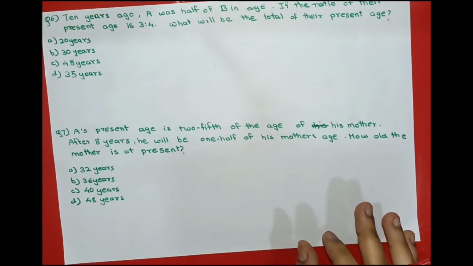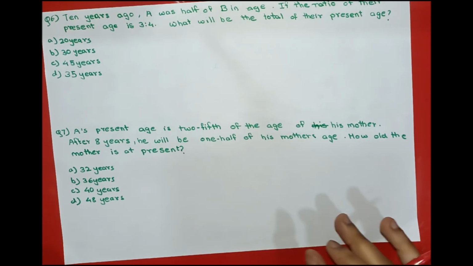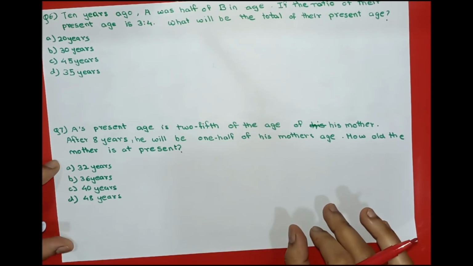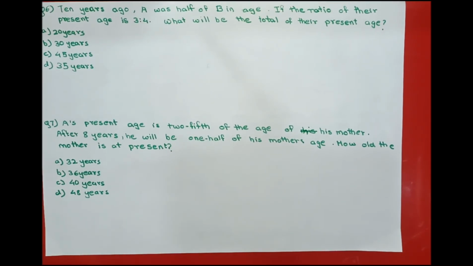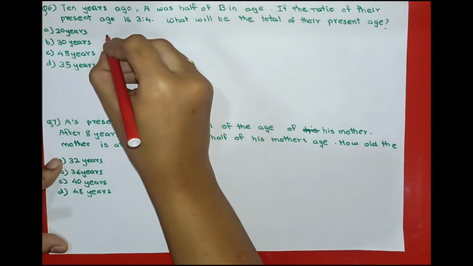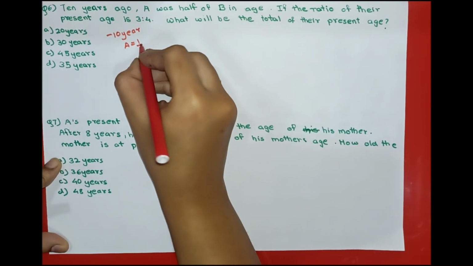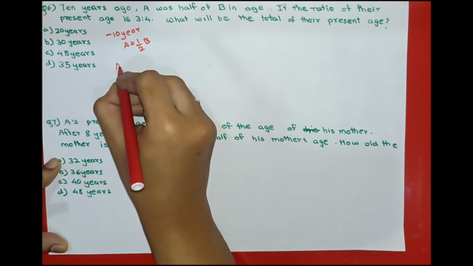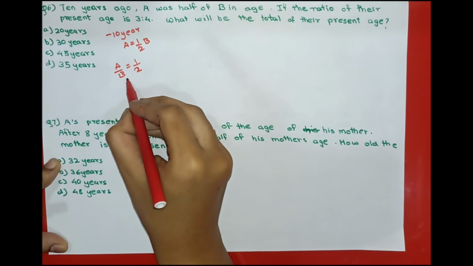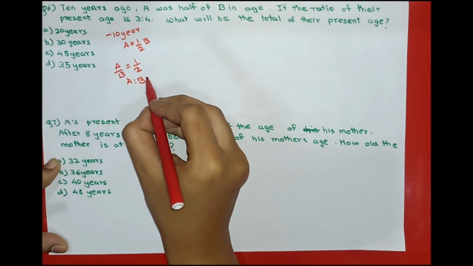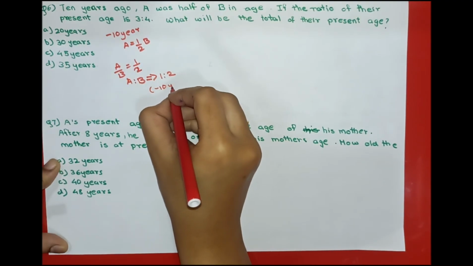Let's look at the next question. 10 years ago, A was half of B in age. If the ratio of their present age is 3:4, what will be the total of their present age? Now, 10 years ago, A was half of B's age. So, A by B becomes 1 by 2. So, the ratio of A's age to B's age is 1:2. This was 10 years ago.